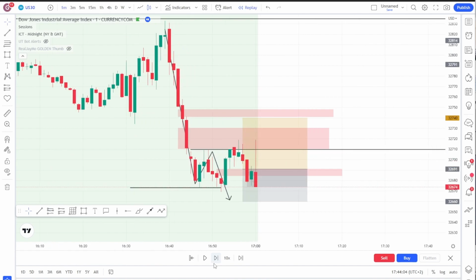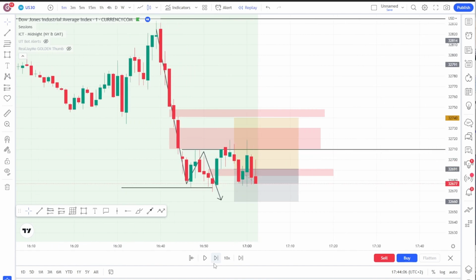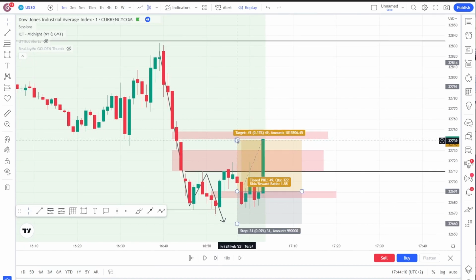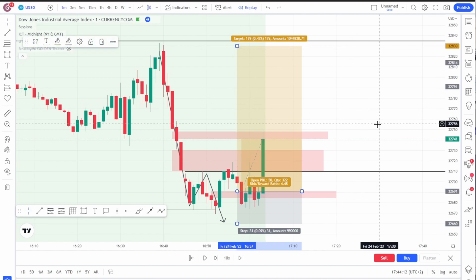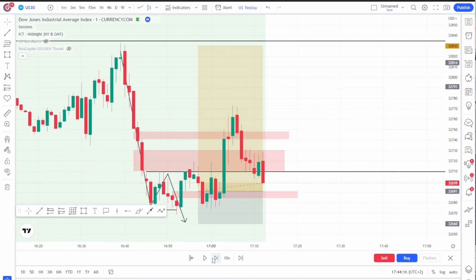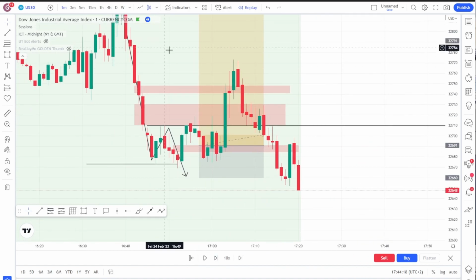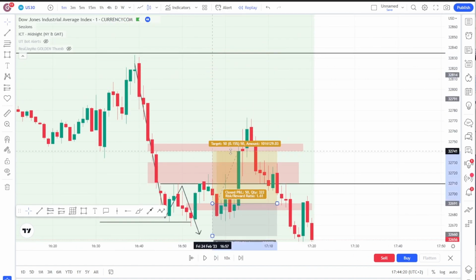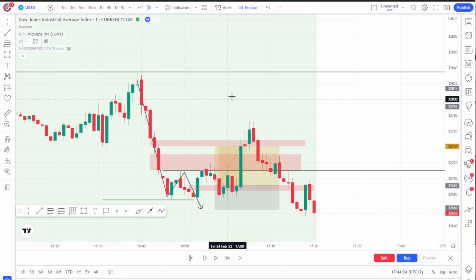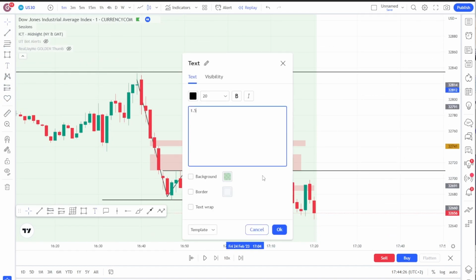So we tagged in. And TP1 is hit for 1.5R. Now we're targeting the full area. Okay, so we got our 1.5R, right?